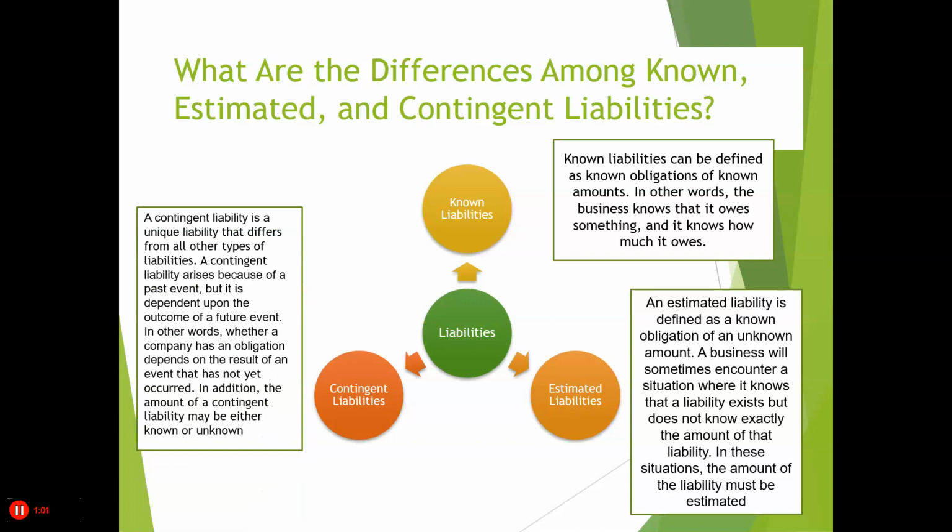And then the last we talk about is what's called a contingent liability. It is a unique liability, but the key here is that it arises because of a past event, but it is dependent on the outcome of a future event. In other words, whether a company has an obligation depends on the results of an event that has not yet occurred. A good example would be a lawsuit.